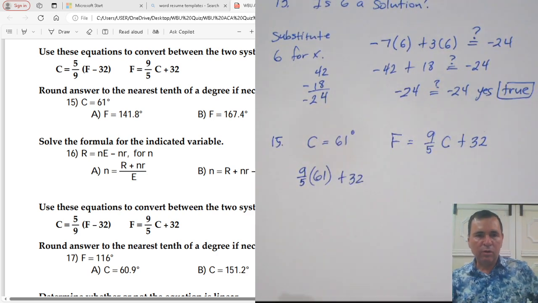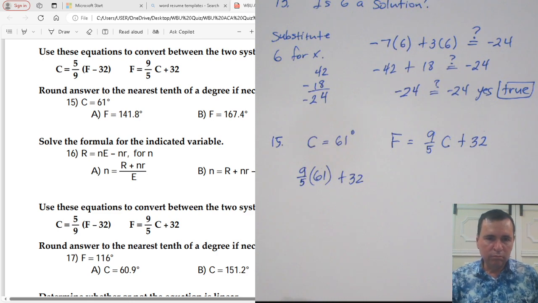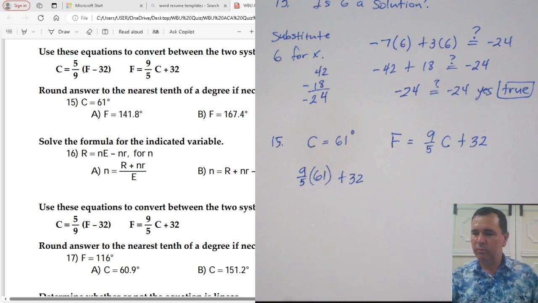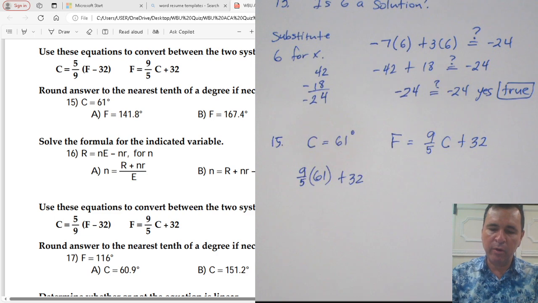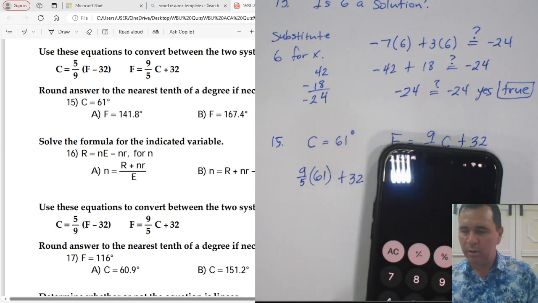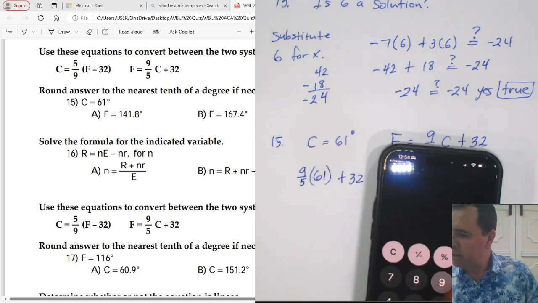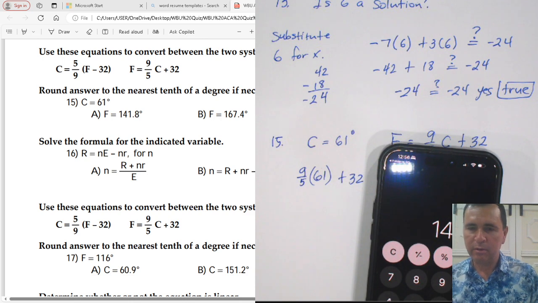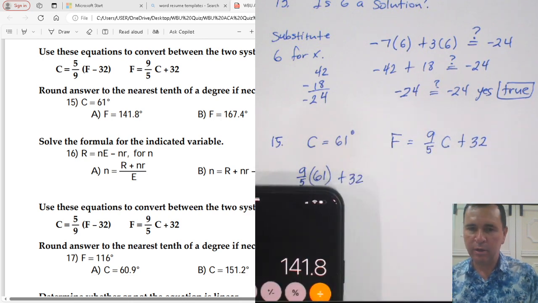Okay, so is this in decimal? It is, right? So just take out your calculator and just go ahead and go 9 times 61 divided by 5 plus 32. That's it. So you're going to get 141.